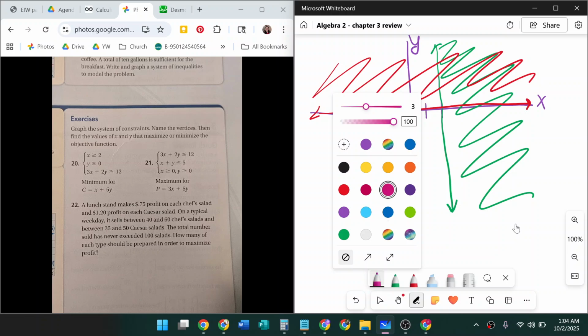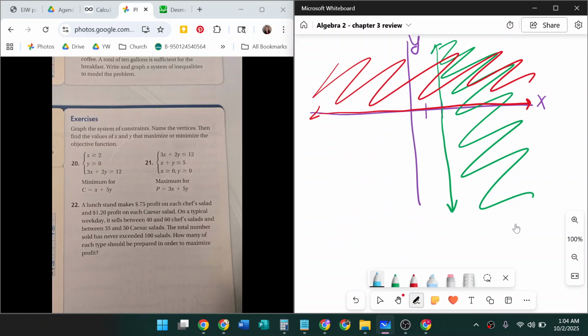This is where we have to have like a... I can't decide what color I want. No, we're going with this one.